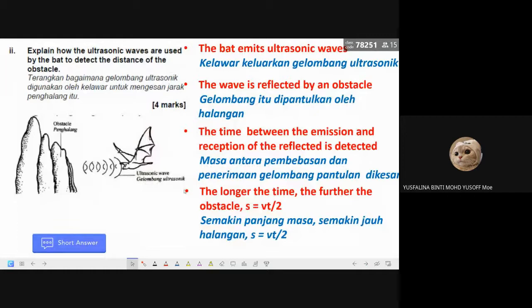So this is actually for the bat, right? It's the same also. The bat emits the ultrasonic wave. When it hits the obstacle, it will be reflected back. The time between the emission and the reception of the reflected wave is detected. After that, the longer the time, the further the obstacle. So this is the formula we use, the same as the ship. We just need to change a few words.